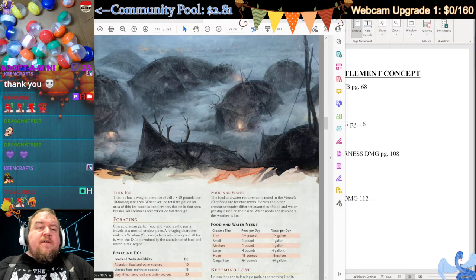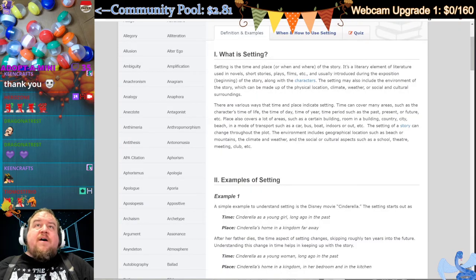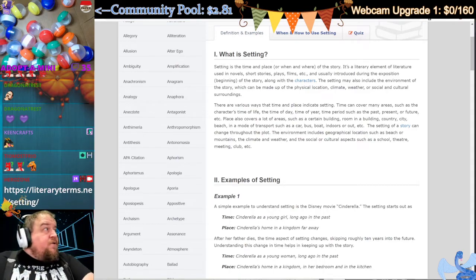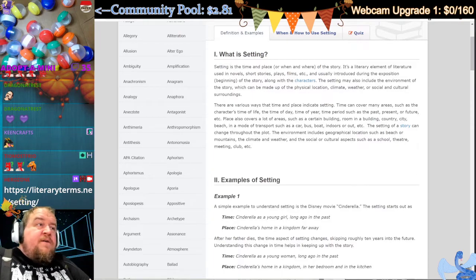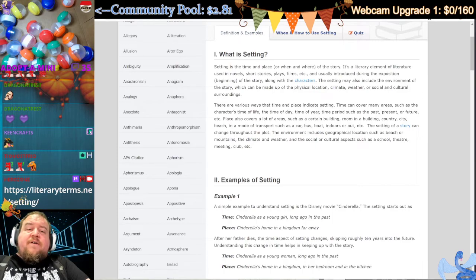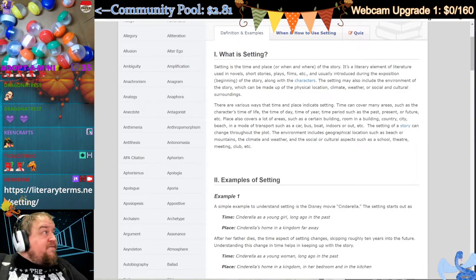So let's take a look here quickly at what is the concept of a setting. And for those of you out there, if you're playing along at home, please do get your player's handbooks, your dungeon master's guides, and if there's any other sources of inspiration you'd like, you can go ahead and fetch them.